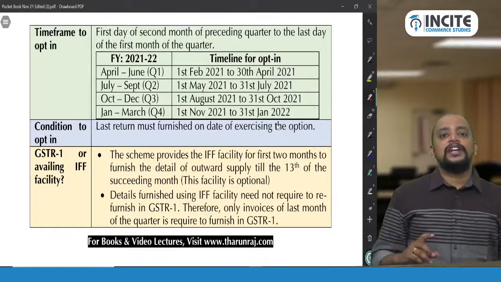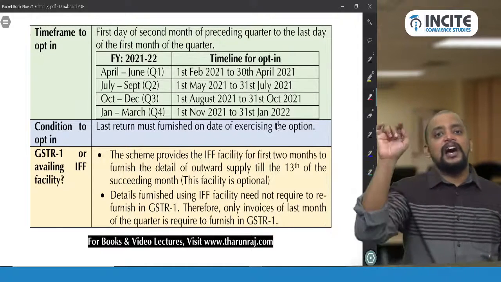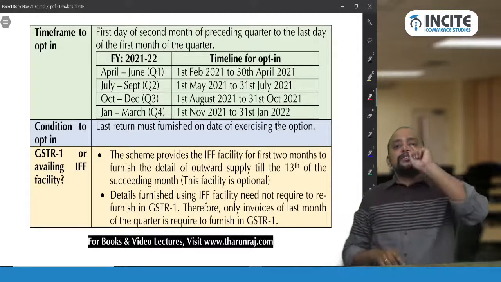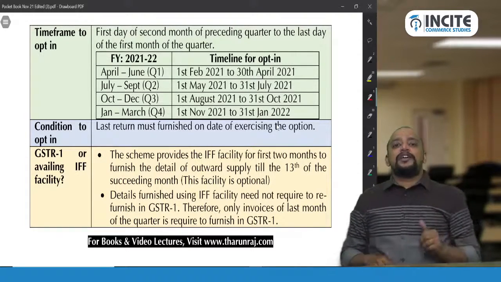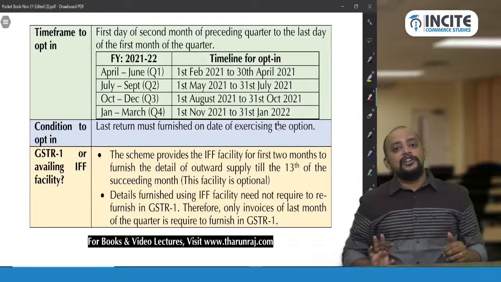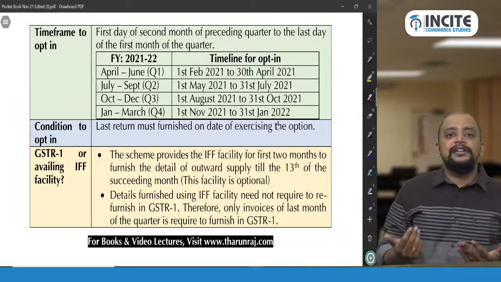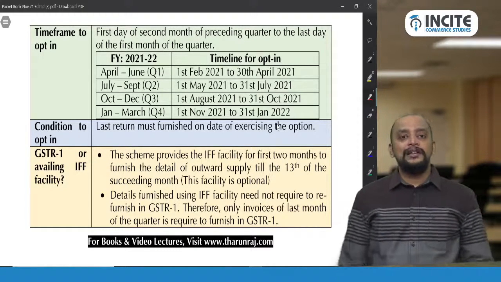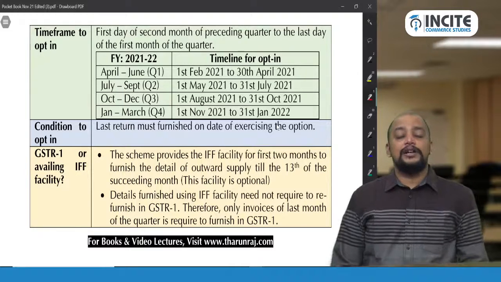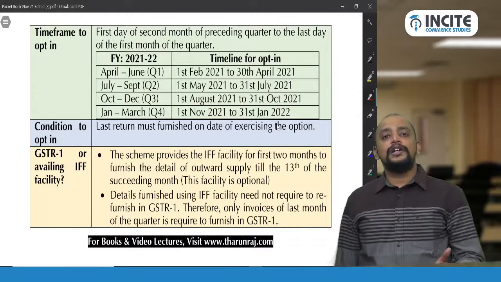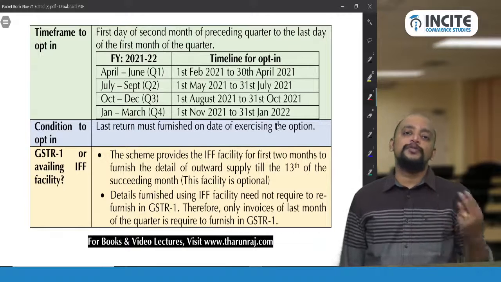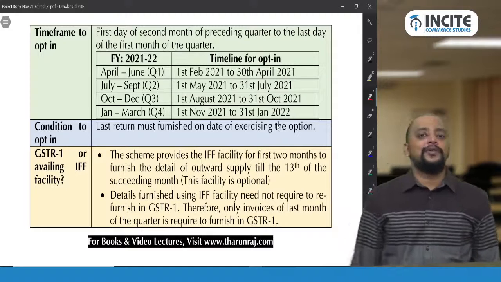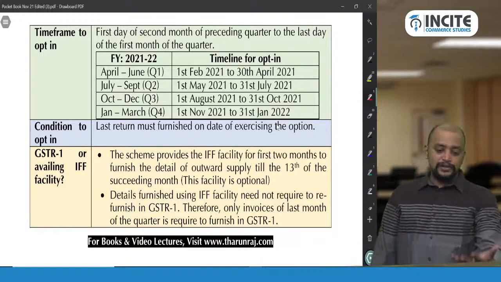Okay. So easily you can remember, alphabet A is 1, alphabet B is 2. So 1 month after the commencement of the quarter, 2 months before the commencement of the quarter. So you tell me, what is the deadline for entering into this QRMP scheme? Suppose for the quarter October to December, 2 months before means what? August. So August 1st. And 1 month after commencement of the quarter, that is October 31st. So that is the deadline.